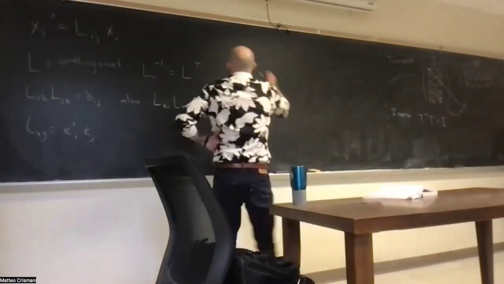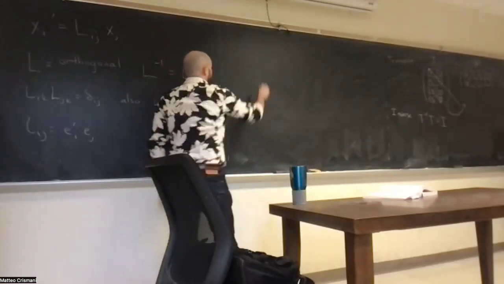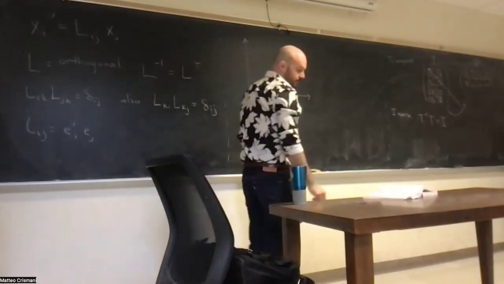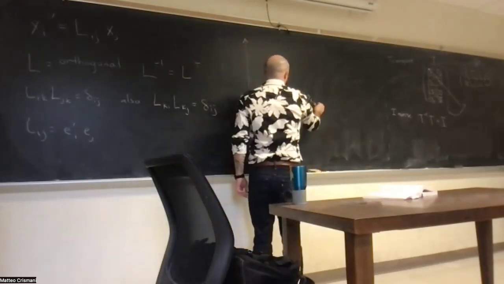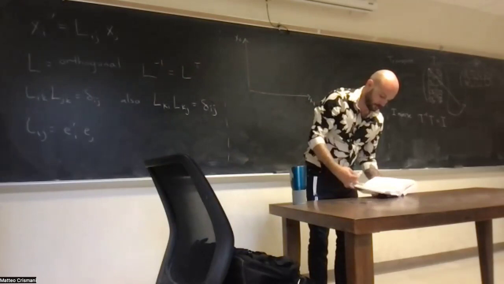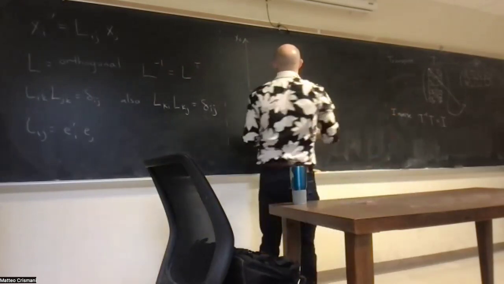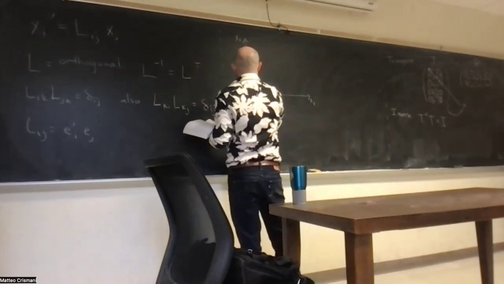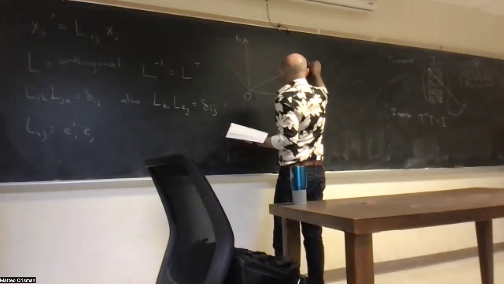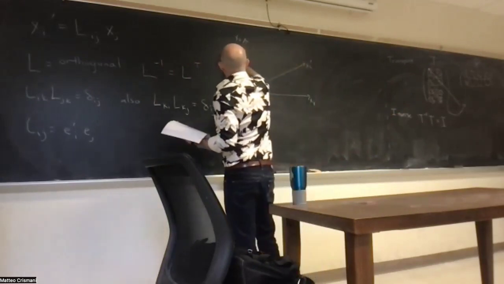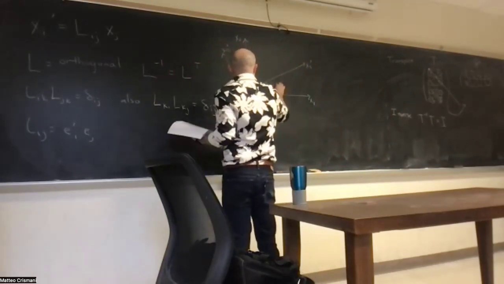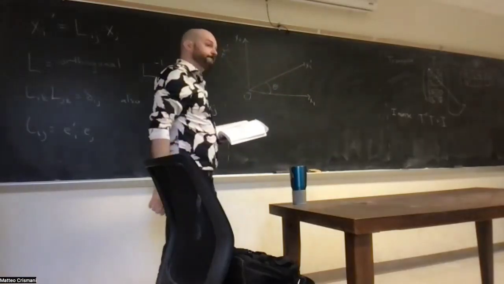So let's rotate a set of axes. Let's call this x1. Call this x2. And we are going to rotate them. Here's O, the origin. Here's our new coordinate system, x1 prime. And here's x2 prime. And this will be the angle theta. Right?